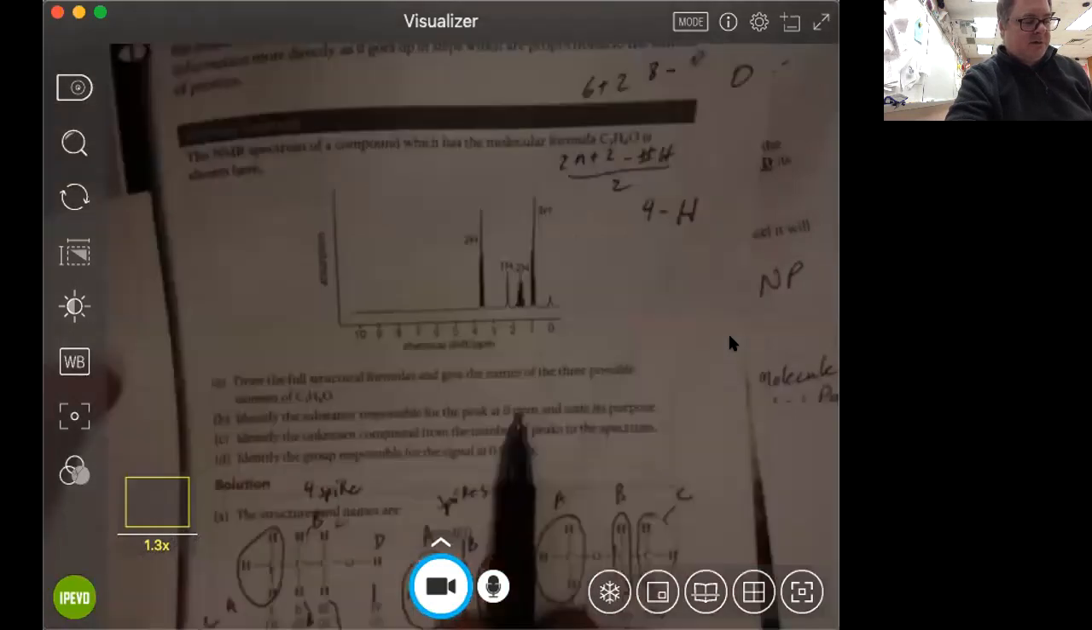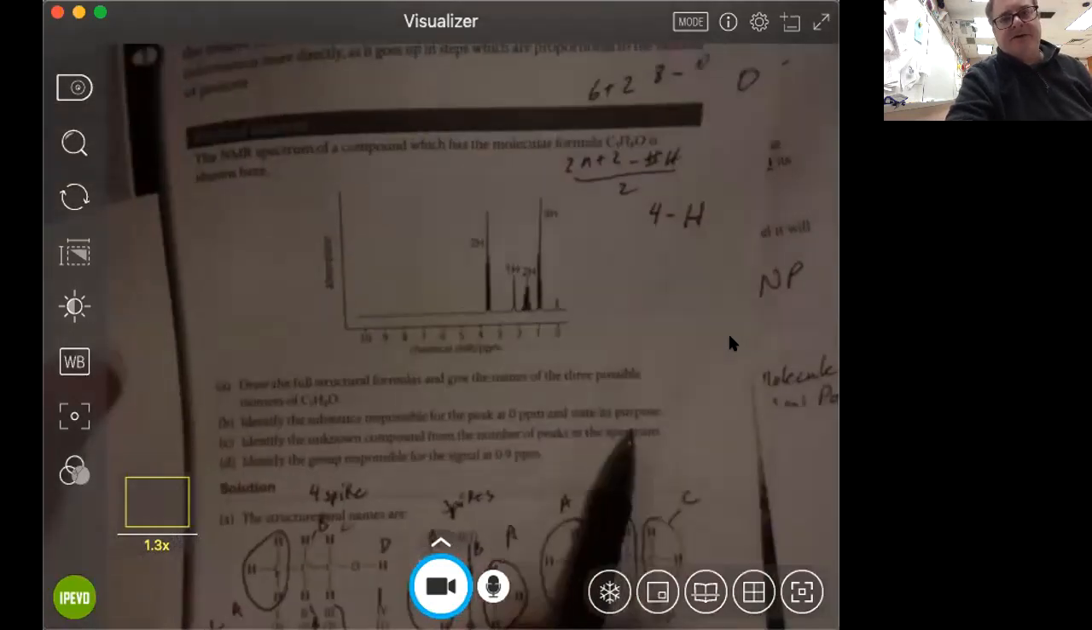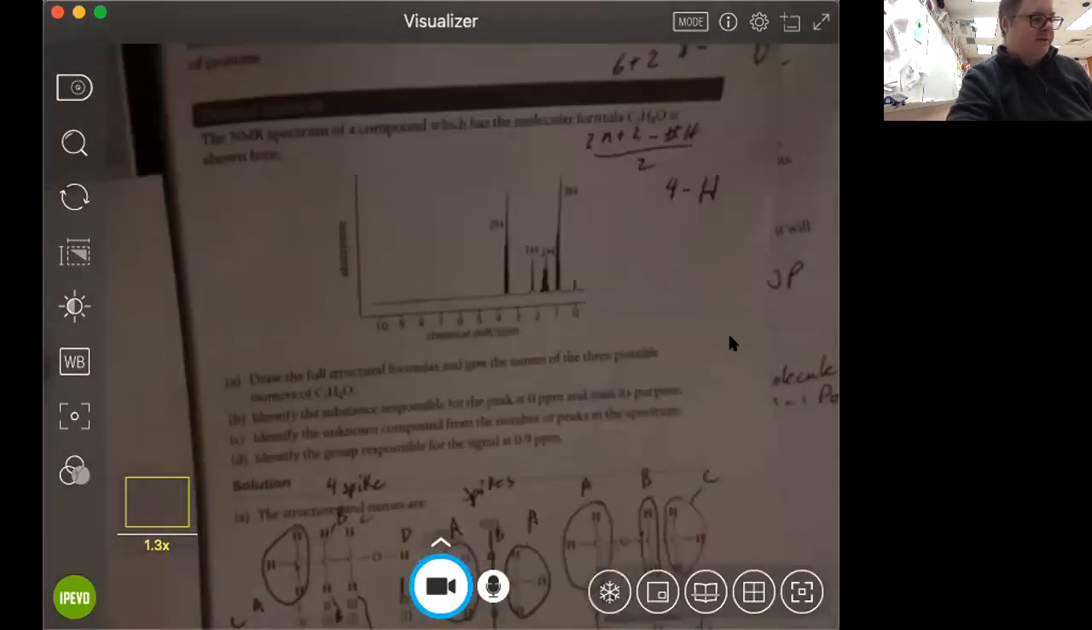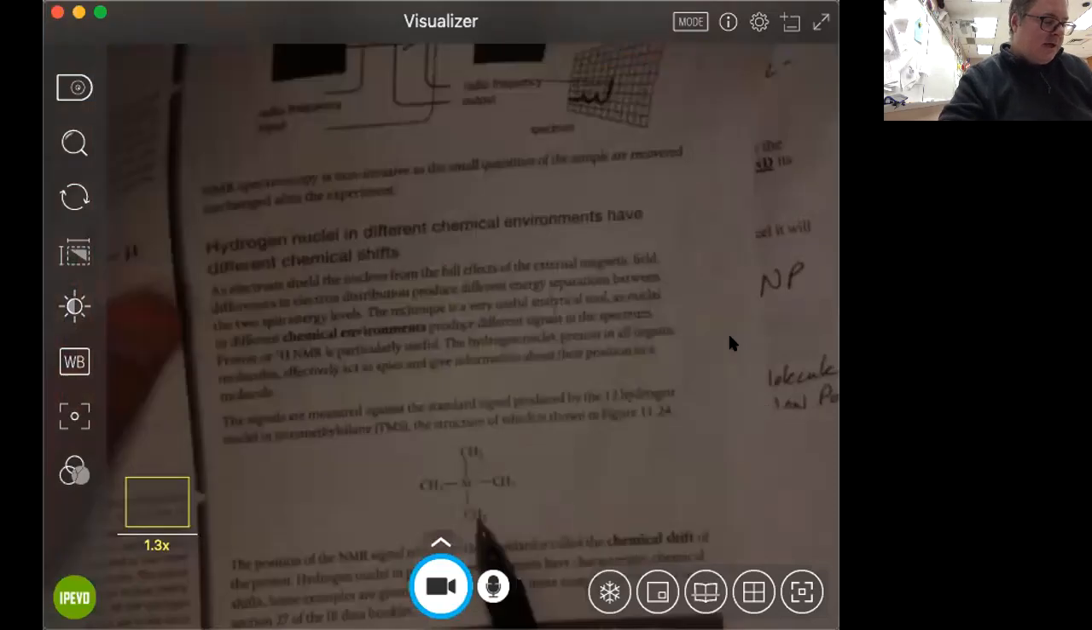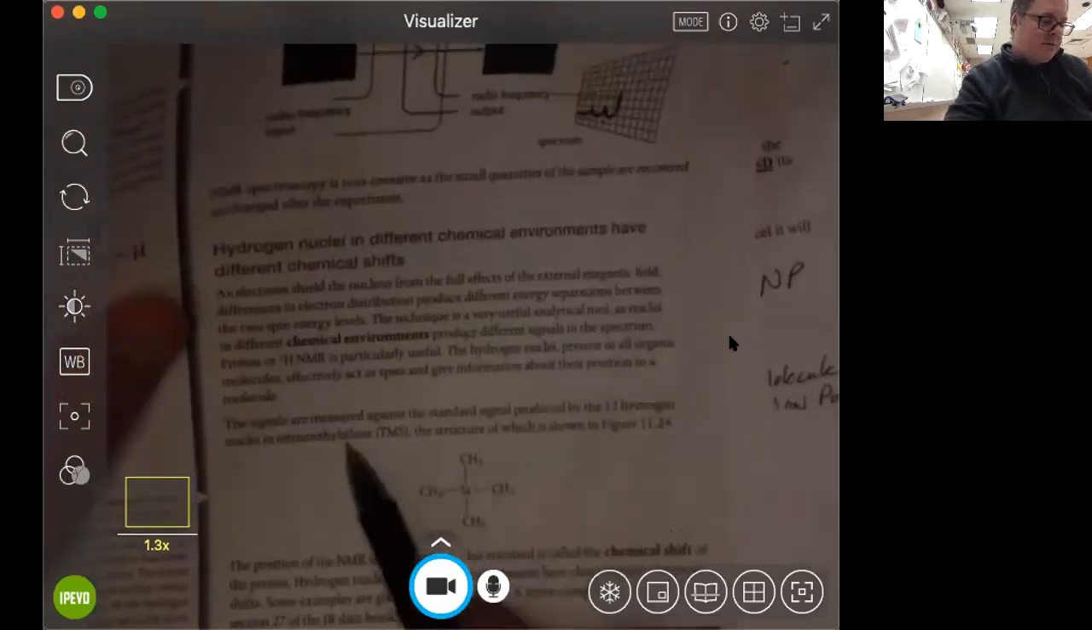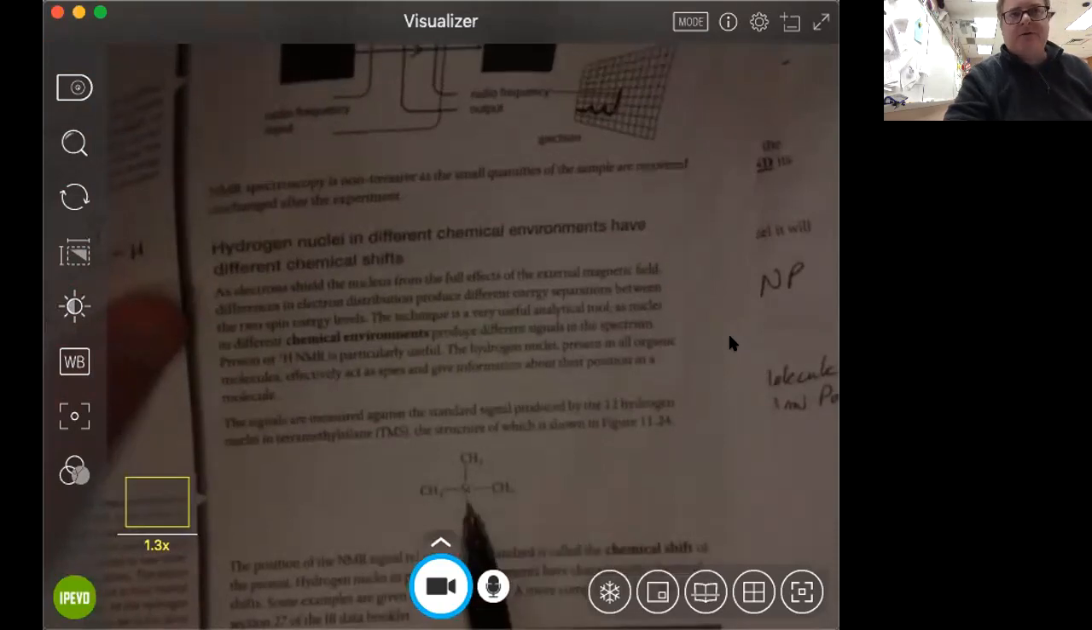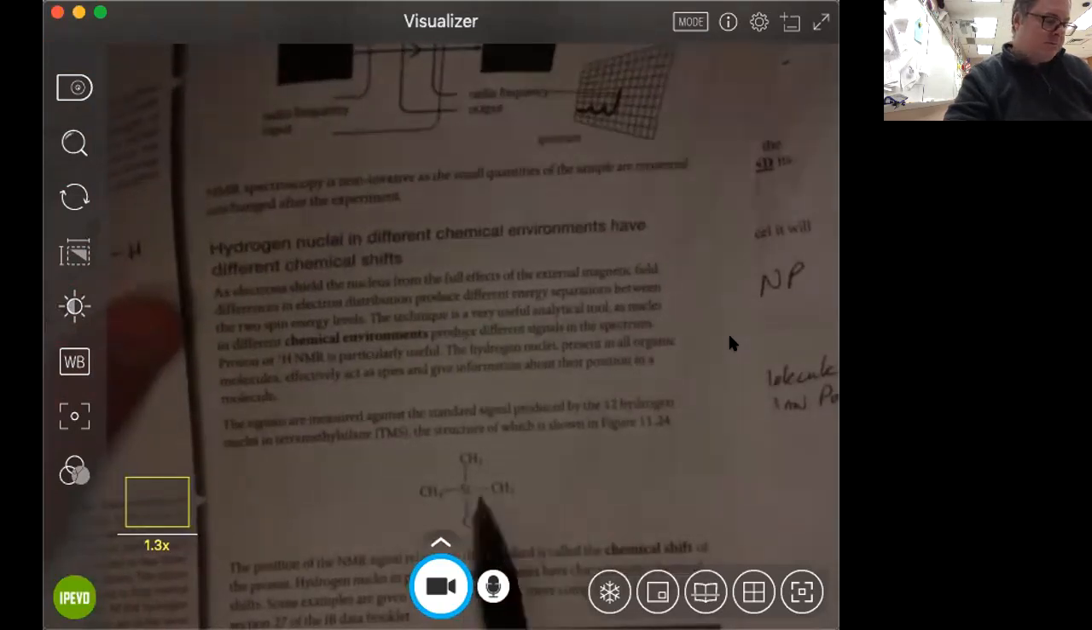At 0, yeah, that would be like a multiple choice question, you would think, or maybe not. But that is a memorization. That's the TMS, or tetramethylsilane. It's a silicon-based instead of a carbon-based chemical.